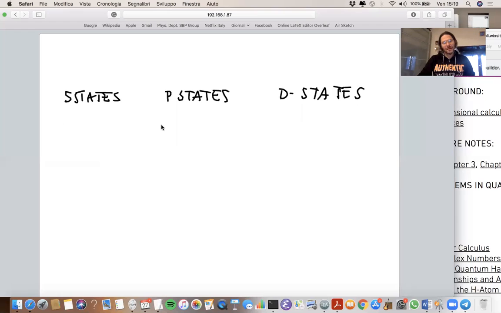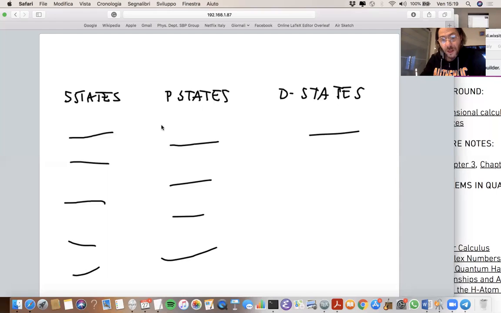Now, how do they organize with respect to each other? Well, first of all, we haven't finished our problem. We still need to solve the radial part of the Schrödinger equation. If I solve the radial part of the Schrödinger equation, I will get the energies of all S states, of all P states, and of all D states.